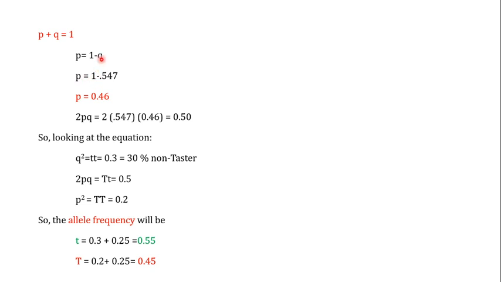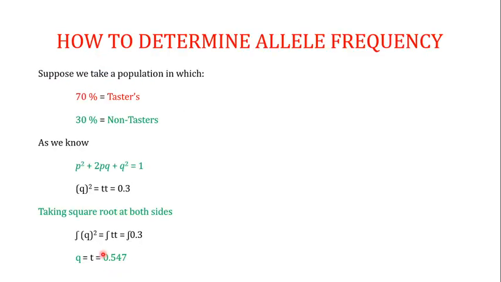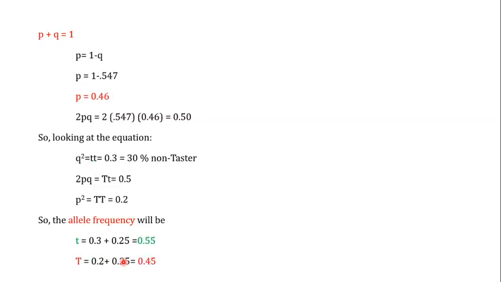We have already calculated the value of q, which is 0.547, so we will put it over here. Again, this is going to give us the allele frequency of the capital T allele, or p, which is 0.46. Now if you want to confirm whether our values are correct or not, we can do this by again determining the genotypic frequencies.